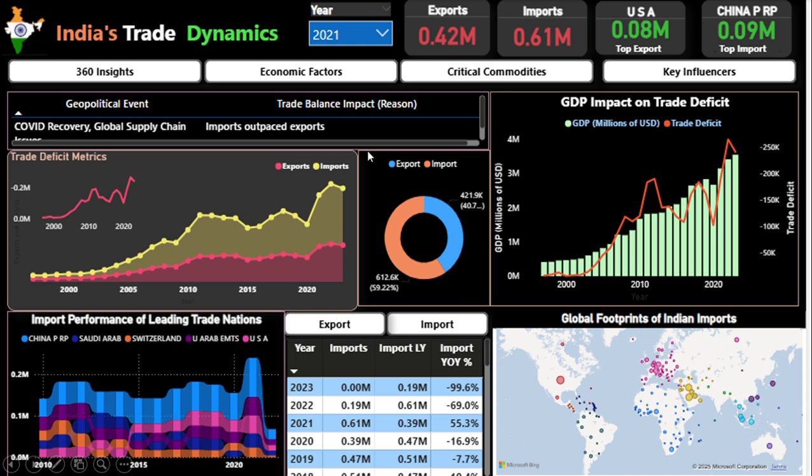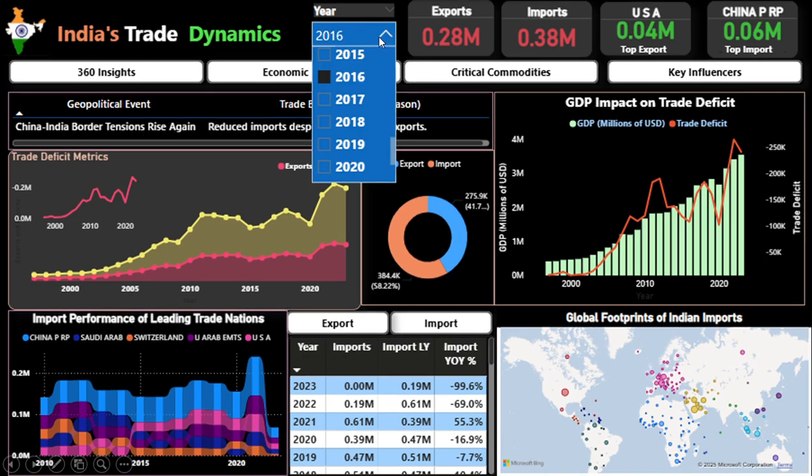So we'll try selecting the filters for the year. If I select 2016, you get the metrics for 2016, what event happened and what the impact was on the trade deficit.